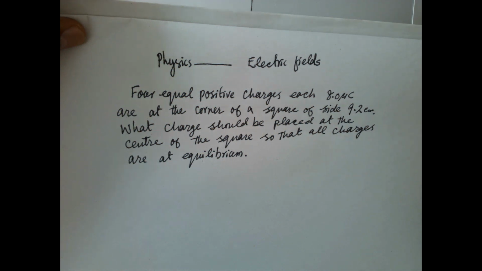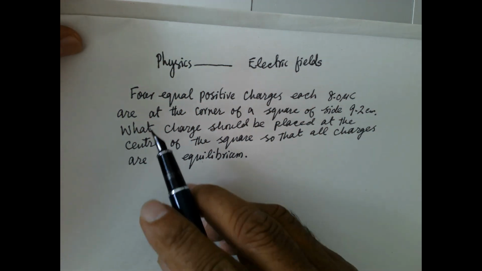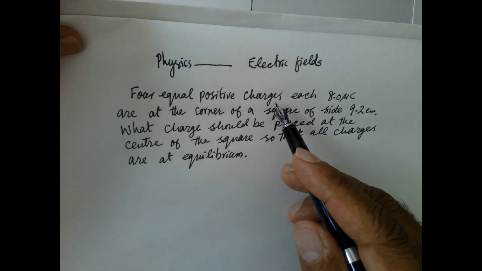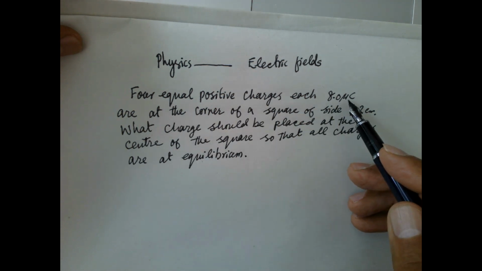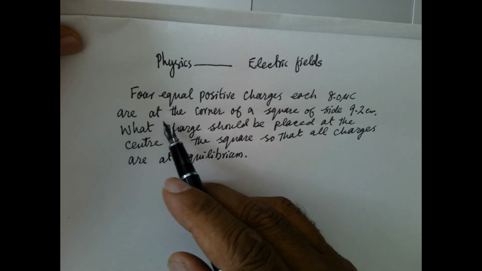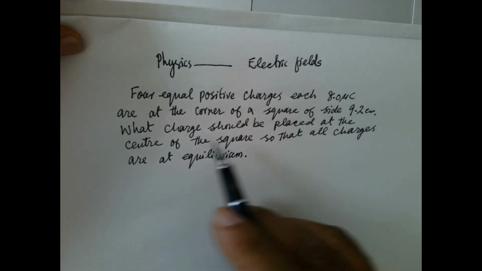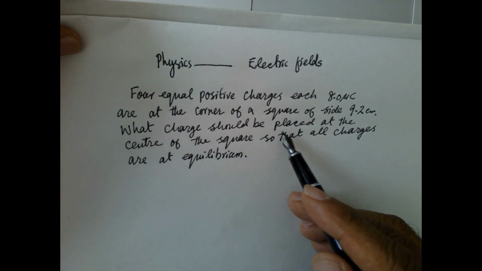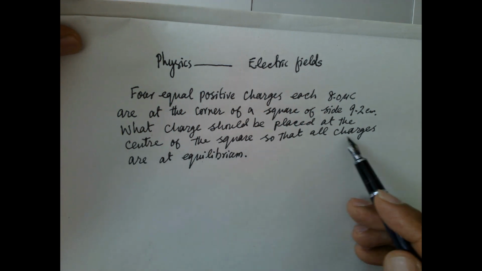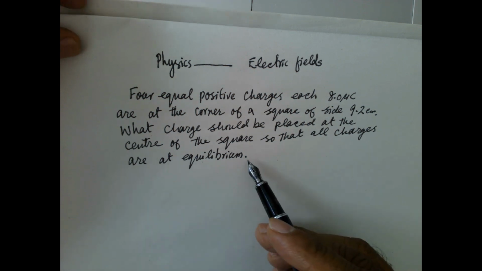Hello, physics, electric field. The problem is: four equal positive charges, each 8.0 microcoulomb, are at the corners of a square of side 9.2 centimeters. What charge should be placed at the center of the square so that all charges are in equilibrium?